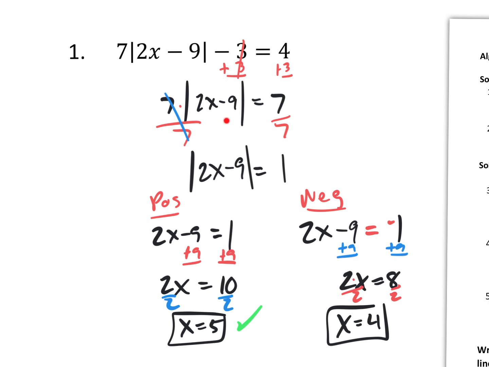And now we take the 4, plug it in right there. 2 times 4 is 8. 8 minus 9 is -1. The absolute value of -1 is +1. So 7 times +1 is 7. And 7 minus 3 again equals 4. So that one also works. That's what we call double checking. That's your answer for number 1. Any questions?